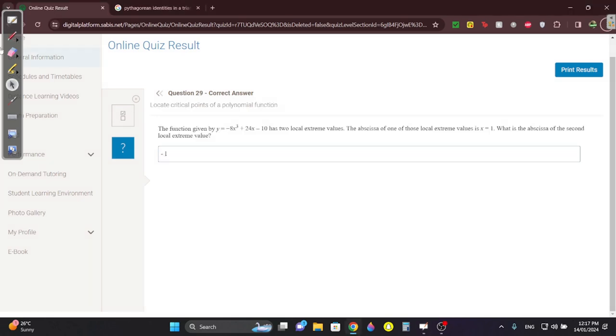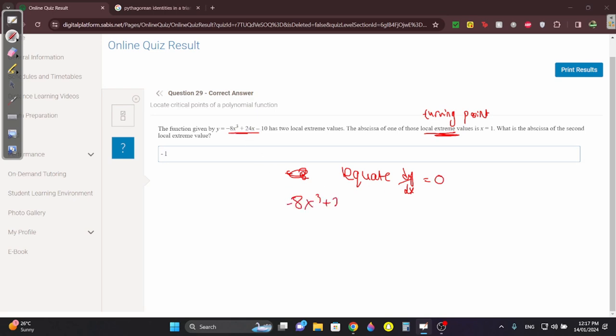Here they gave us a normal function. They're saying extreme values. Extreme values means they're talking about the turning points. If you remember from my recording from last week, extreme values means turning points. So how do you find the turning points? You equate dy over dx to 0. So first we have to find dy over dx of minus 8x cubed plus 24x minus 10. We have to find the derivative of this.